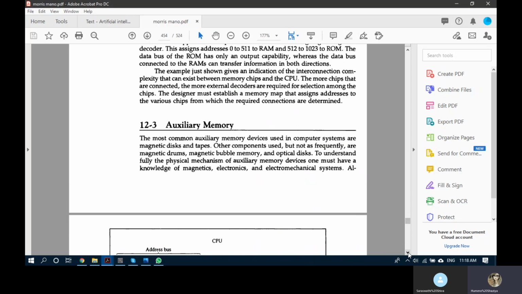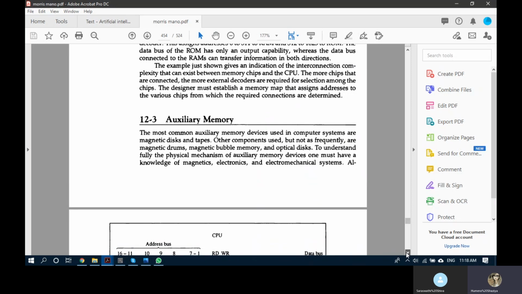But then it is in the syllabus, we have to study this. So different types of auxiliary memory are magnetic disks or hard disk, magnetic tapes, and magnetic drums, bubble memory, optical discs. Optical discs include CD drives and DVD drives.